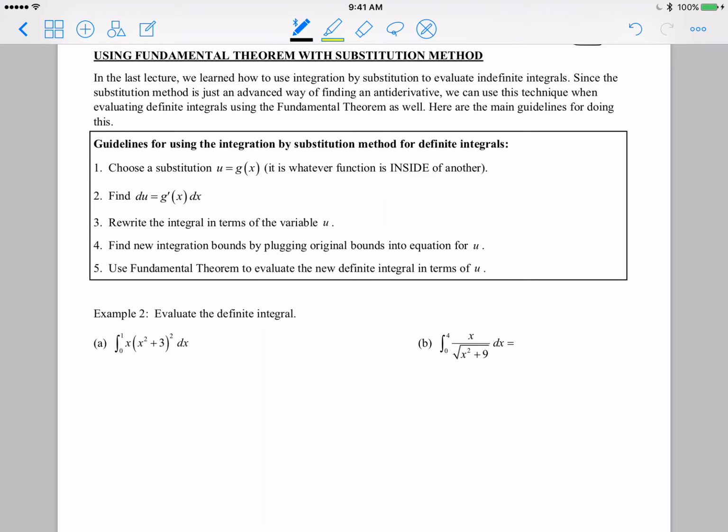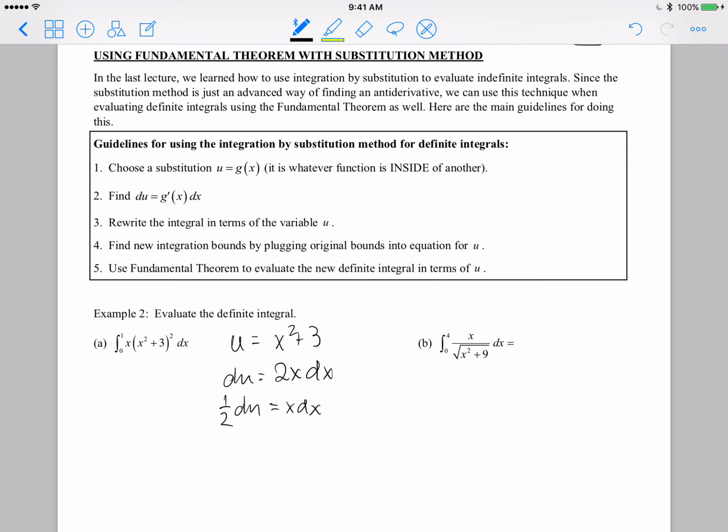Okay, so example 2, we want to evaluate the definite integral from 0 to 1 of x times (x squared plus 3) squared. Well, the reason I know that this is a u substitution is because I see a function inside of another function. And so I'm going to choose that as my u, and so u is going to equal x squared plus 3. That means that my du is going to be 2x dx, and I see x dx in the problem. So I'm going to divide by 2 in order to get the x dx by itself.